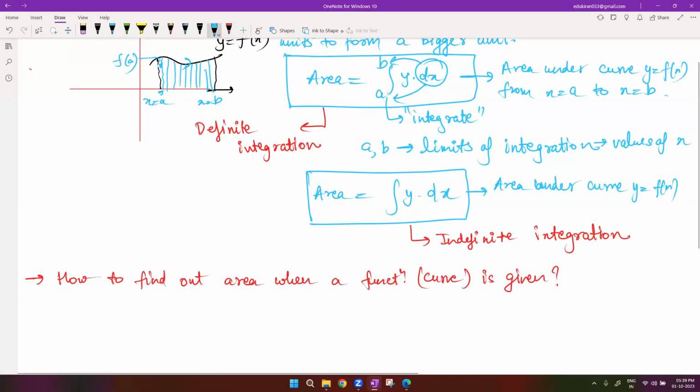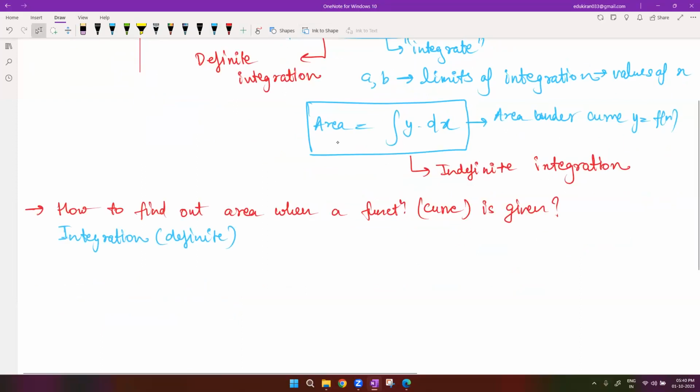The first question is this: how to find out area when a function or curve is given, right? It can have irregular shapes that can be solved using integration, right? Definite integration will answer that, by the way, because most of the time when you will be finding out area, you will be given the coordinates from where to where to find out the area, and you will find that out. So definite integration is the answer for this question.